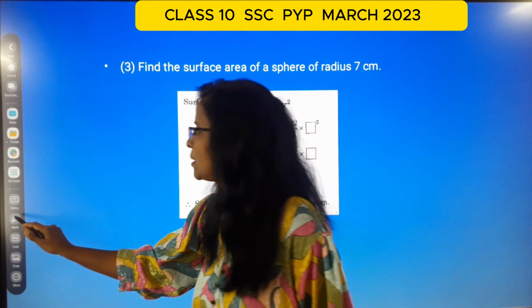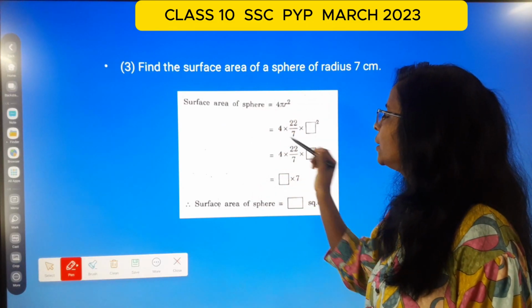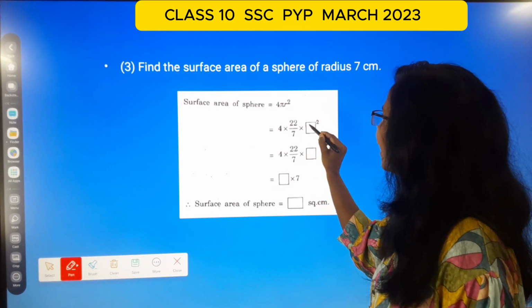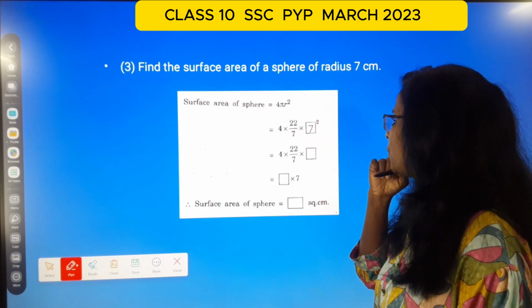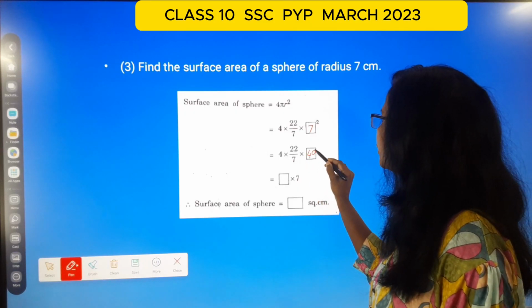So here the surface area of a sphere is equal to 4 pi r square, which is equal to 4 multiply 22 upon 7 multiply 7 square. So here 4 multiply 22 upon 7 multiply 49.